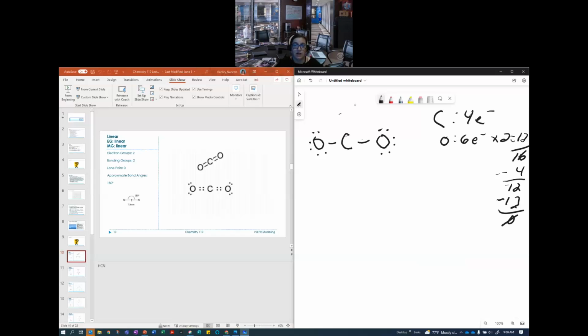Except I'm not. And I know that I'm not because I don't have an octet around my central atom. So I can't leave it the way that it is. What I need to do is try and find some way to take the electrons that exist in this molecule and give carbon a stable octet. So I'm going to take 2 of the electrons.